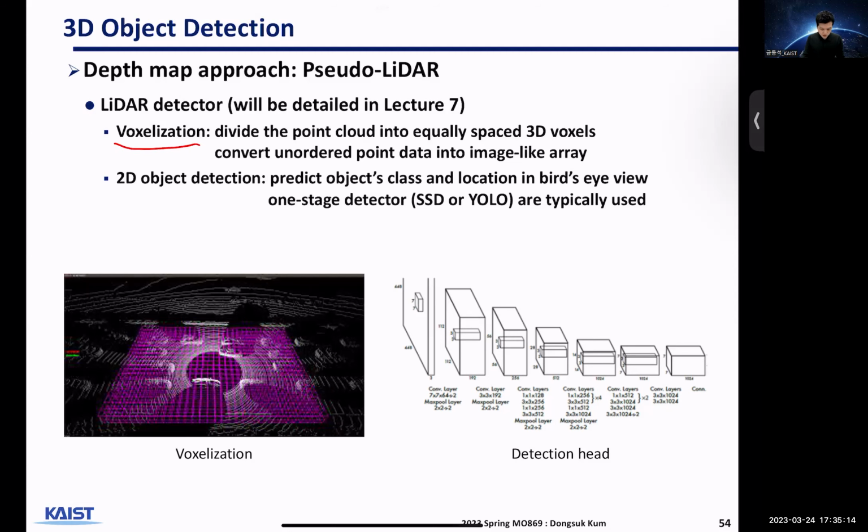Voxelization is described here. And if you neglect the Z direction grid, meaning that if you just lump everything in the Z direction so that it looks like a pillar, then you can apply 2D object detection because now it became 2-dimensional from the top view, okay, bird's eye view.